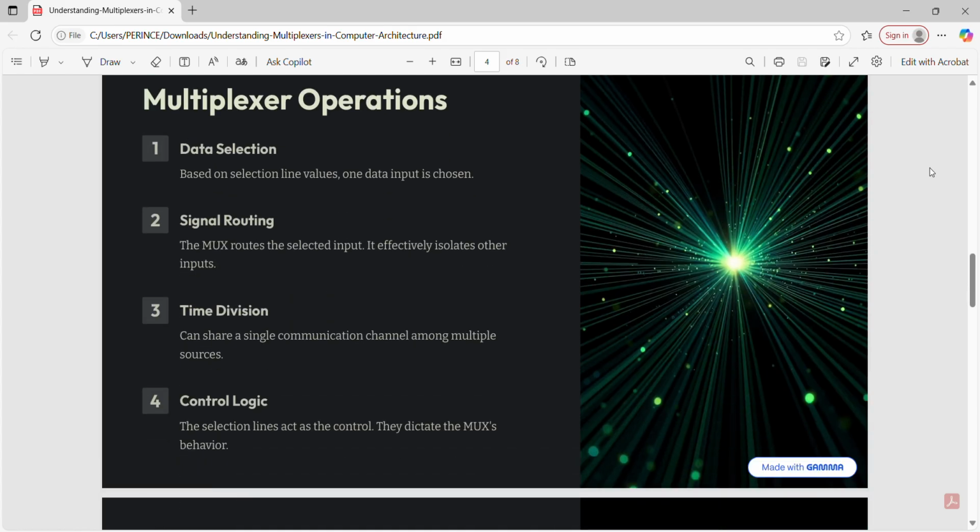We have multiplier operations. Data selection: based on the selection lines' value, one data input is chosen. And we go to signal routing. The mux routes the selected input. It effectively isolates the other inputs. You have time division: you can share a single communication channel among multiple sources. And we have the control logic. The selection lines act as the control. They dictate the multiplier's behavior.